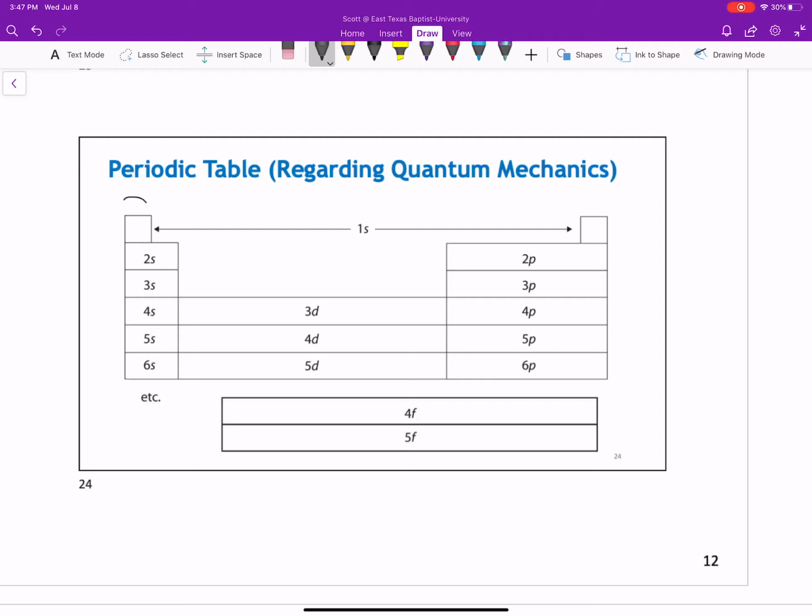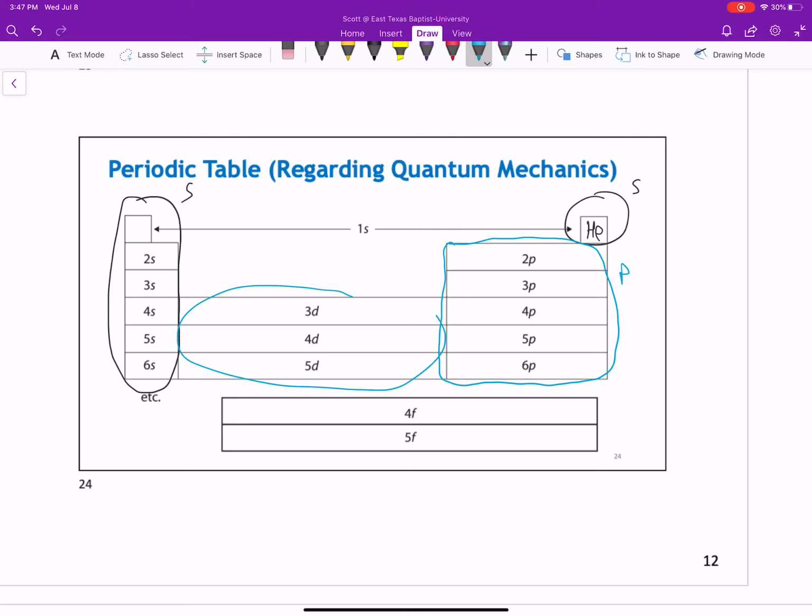But here's where those subshells are located, okay? So your S is always going to be columns 1 and 2, okay? But keep in mind, we're going to take on helium right here as well. So those are going to be your S's. Your P's are going to be pretty much everything that you would consider a non-metal right here. So those are your P's. Here's your D's, which are your transition metals for the most part, and then your F's are your lanthanides and actinides.